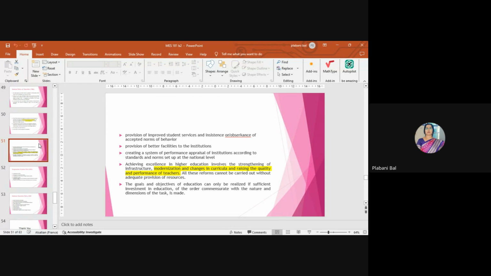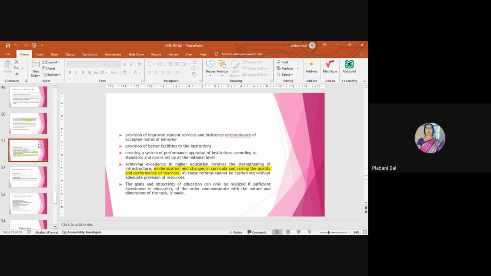Then national curriculum framework should be there. The national curriculum framework will be based on the national goal and common core along with other components that are flexible. So national curricular framework was recommended there.